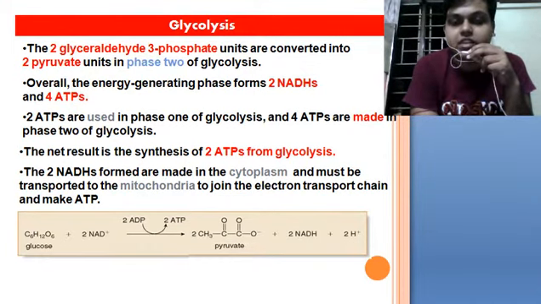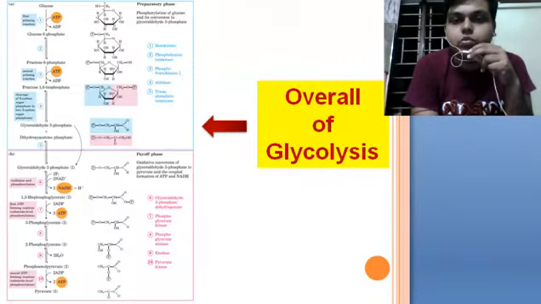So as a net result, we get the synthesis of 2 ATPs from glycolysis. The 2 NADHs formed are made in the cytoplasm and must be transported to the mitochondria to join the electron transport chain and make ATP. In the lower portion, you can see the whole reaction for glycolysis, where glucose is converted to pyruvate along with the production of 2 ATP. Now this is the overall reaction for glycolysis. Okay, thank you.